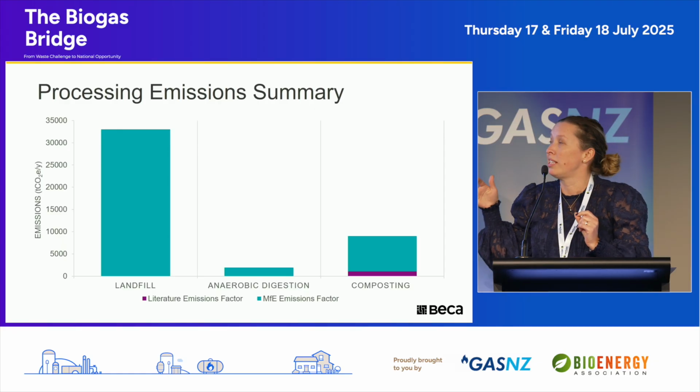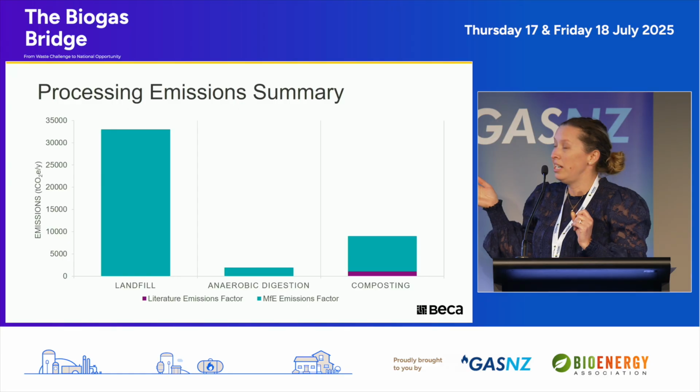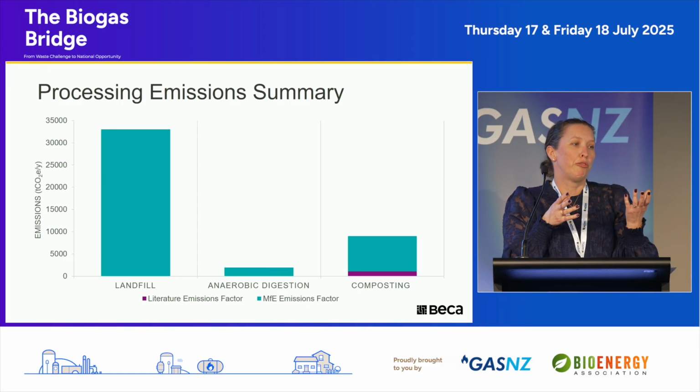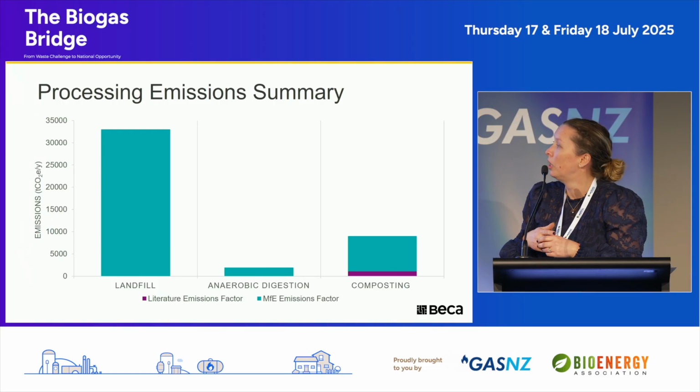significantly better capture rates than that, the emissions are still orders of magnitude above AD and composting. And I guess that's the bit that we want to say, that because of the power of methane in terms of the global warming potential, even a small amount of lost gas is a huge impact from an emissions point of view.